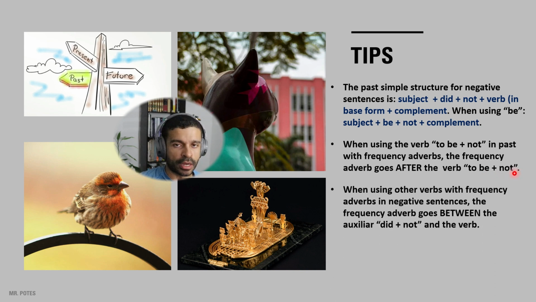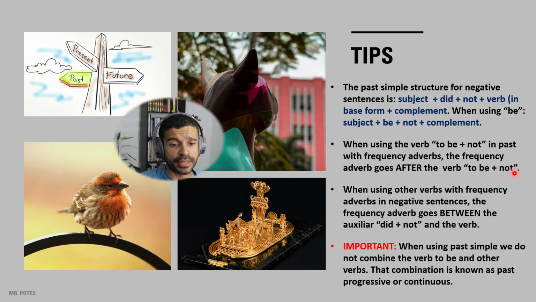You can also go back in the video and check when we did the verbs, check the difference in the structure. When using other verbs with frequency adverbs in negative sentences, the frequency adverb goes between the auxiliary did plus not and the verb which is in the base form. Here you can also go back in the video and check the verbs we just did.